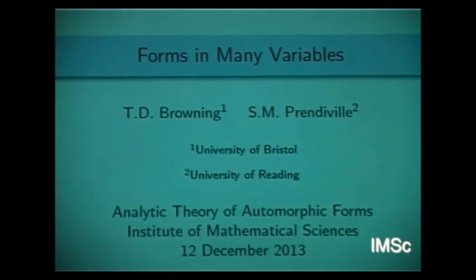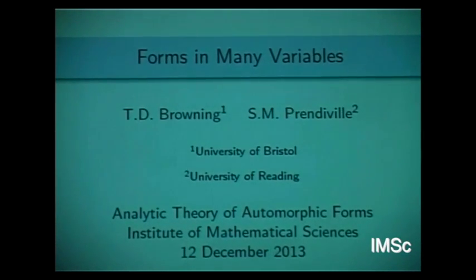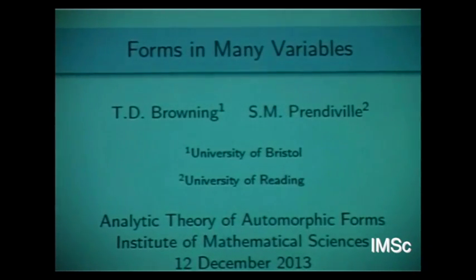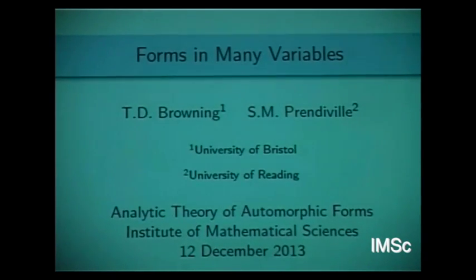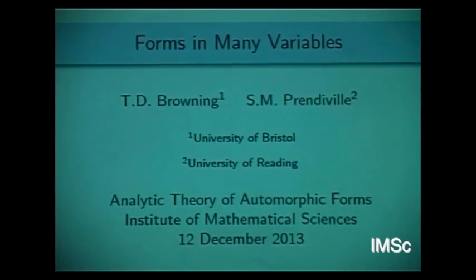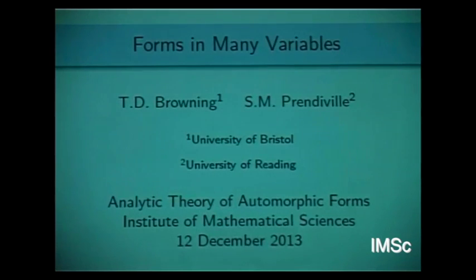So today I'm going to be talking about forms in many variables. By a form, unfortunately I don't mean an automorphic form. I mean a homogeneous polynomial with integer coefficients. And everything I'm going to say is going to be joint work with Tim Browning from the University of Bristol.